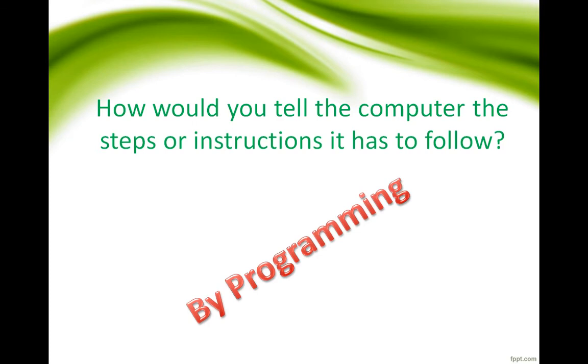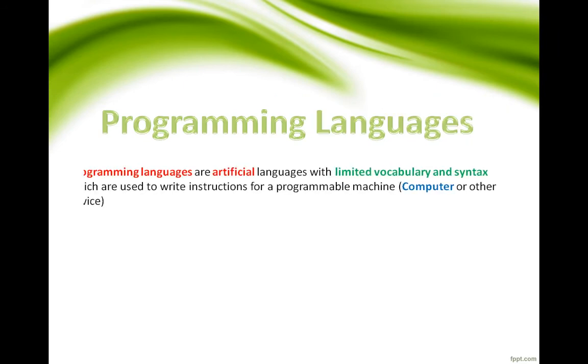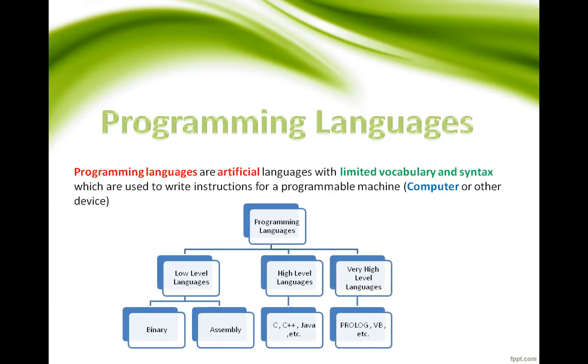Recall the definition of programming: to provide a computer or other machine with coded instructions for the automatic performance of a task. So what we mean by coded instructions is basically the program, and the act of writing a program for a programmable machine is called programming. Programming languages are artificial languages with limited vocabulary and syntax which are used to write instructions for a programmable machine.